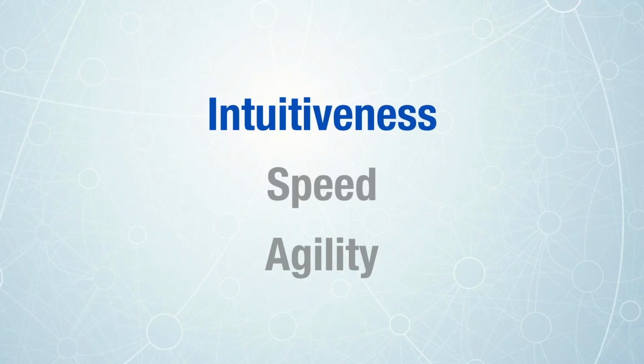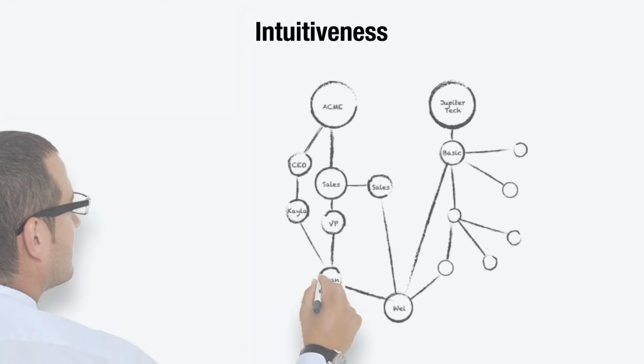So intuitiveness. We like to say that the whiteboard model is the physical model. And what do we mean by this? Well, we mean that the business person who draws a business problem up on a whiteboard likely does it already as a graph. They likely talk about the relationships between the different entities.